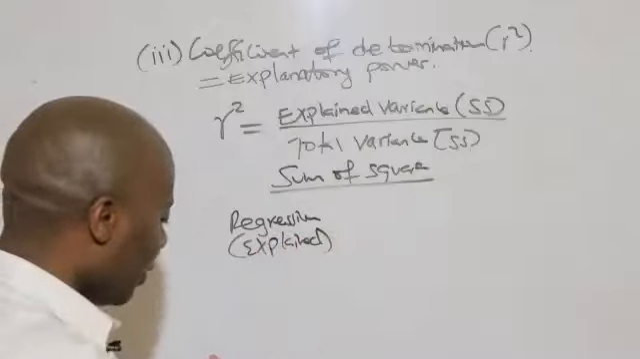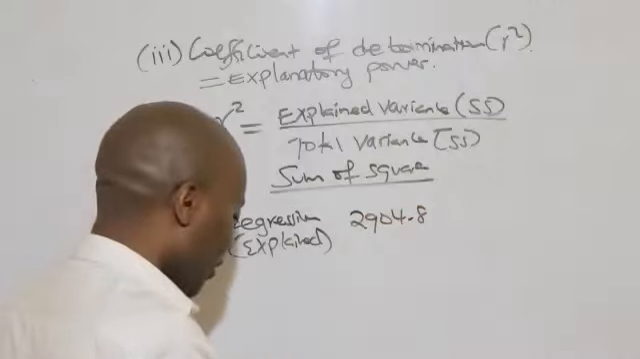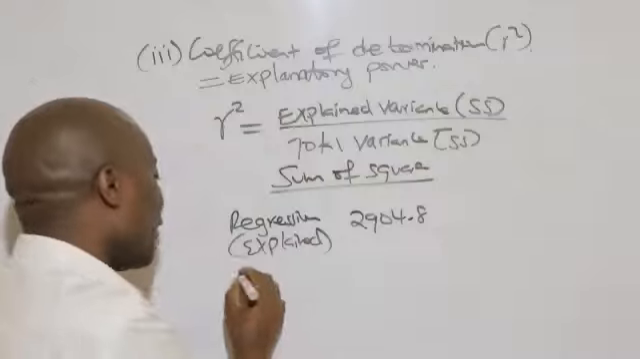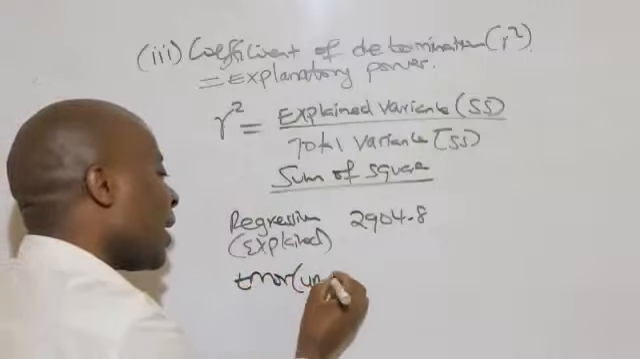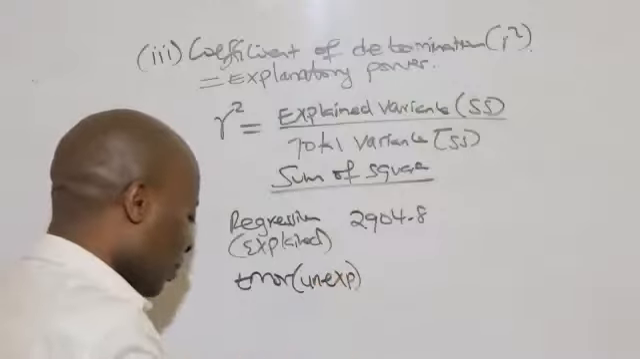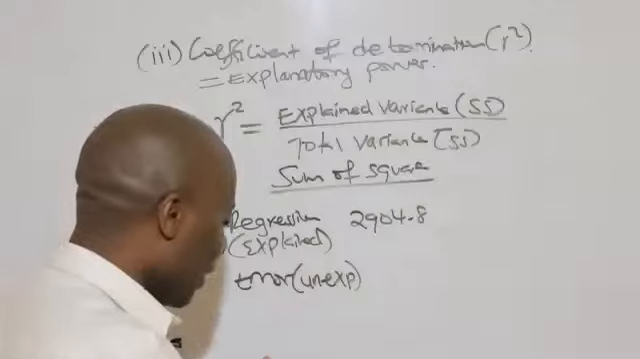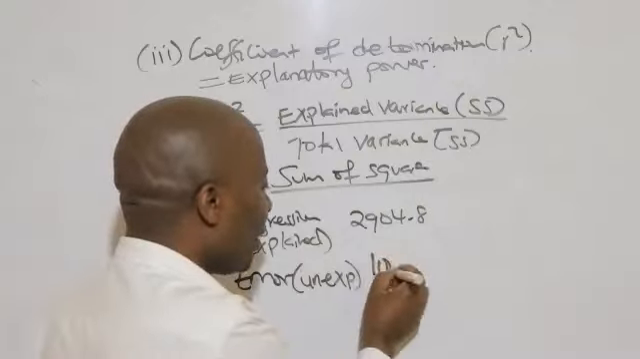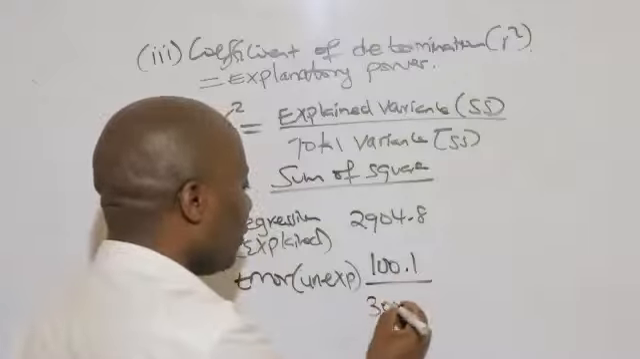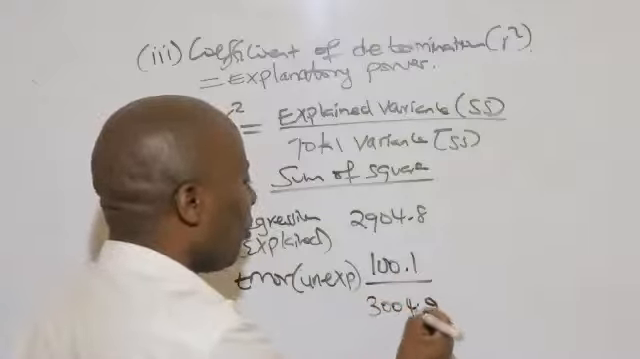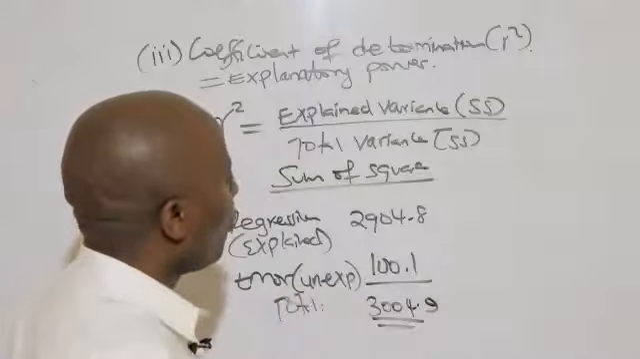The regression, ladies and gentlemen, is 2904.8. And then we have the error. Error, these are unexplained. And unexplained, ladies and gentlemen, is 100.1, giving us a total that you gave me of 3004.9. So this is the total variance.